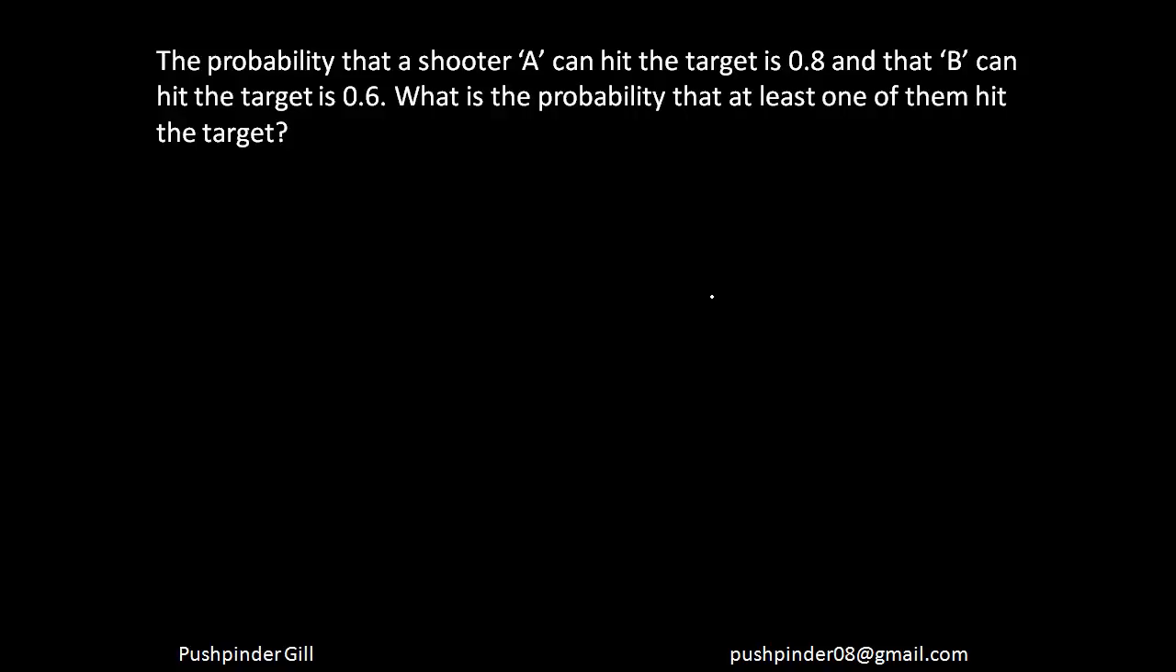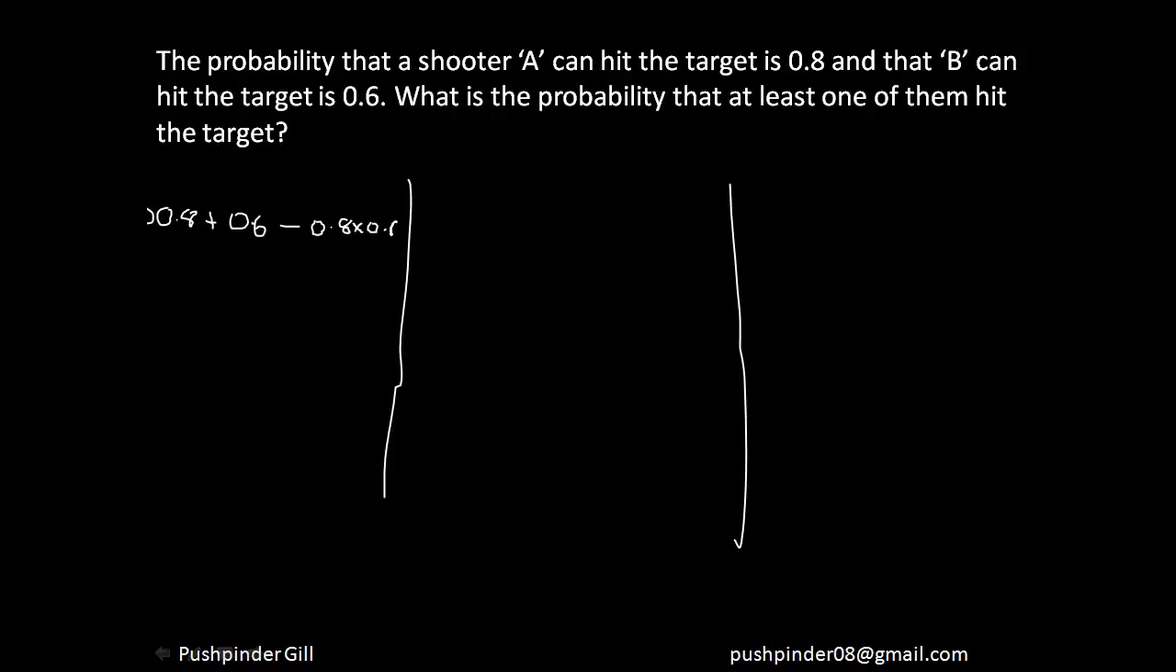The probability that shooter A can hit a target is 0.8. The probability that B can hit a target is 0.6. What is the probability that at least one of them can hit the target? Now, if you just rewind the video, I told you a smarter way of calculating. I told you three ways of calculating at least one. The first way is the probability that event A happens plus the probability that event B happens, minus the probability of both the events happening. So this is nothing but 0.8 plus 0.6, that is 1.4, minus 0.48. If I calculate that, this is nothing but 0.92. So I got my answer here.